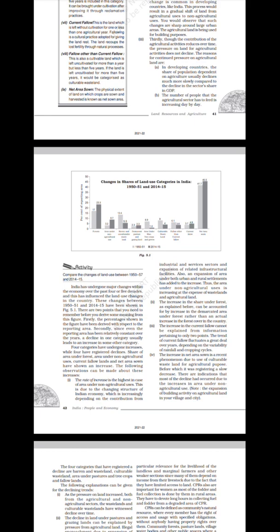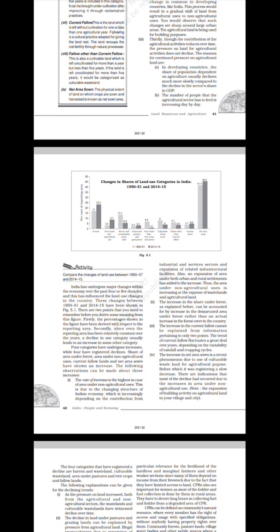Secondly, since even the reporting area has been relatively constant over the years, a decline in one category usually leads to an increase in some other category. 4 categories have undergone increases, while 4 have registered declines. Share of area under forest, area under non-agriculture uses, current fallow lands and net area sown have shown an increase. The following observations can be made about these increases.